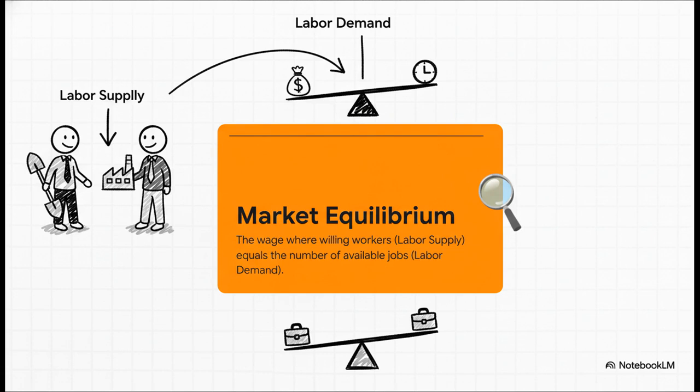Think of it as the Goldilocks price for labor. It's the wage that's not too high, not too low, but just right to get the exact number of workers that businesses are looking to hire. There's no one left over and no jobs left unfilled. The market just clears. Now, of course, this is a perfect model, but it's the baseline you absolutely have to grasp to understand everything else that comes next.